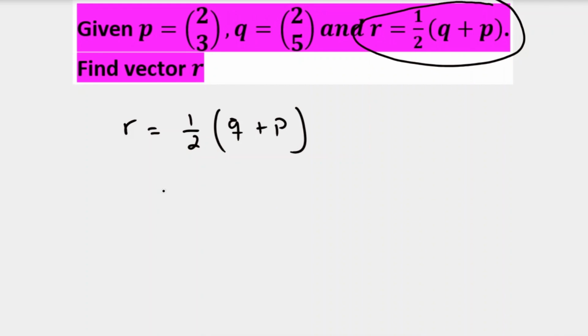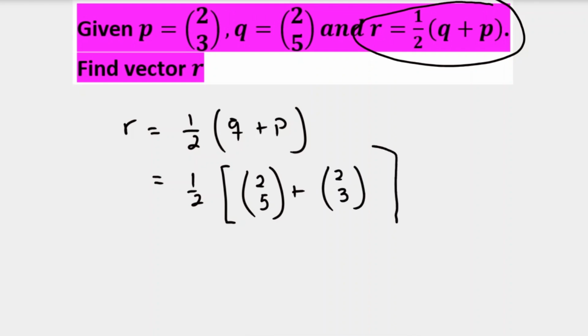Now to do this, we have to do substitutions so that we can find the value of R. Now the information is given already. So we have half. Now let me use this bracket for this one so that the vector Q can be written here and it has components 2, 5, plus the vector P, which also has components 2, 3. That is it. So we have to simplify to get the value of R.